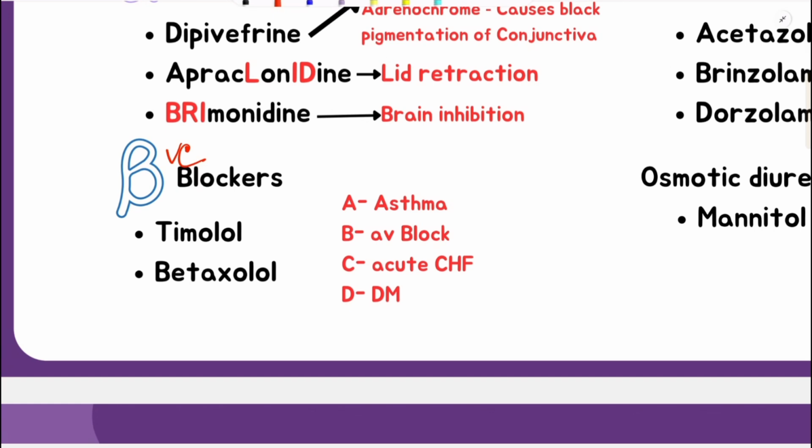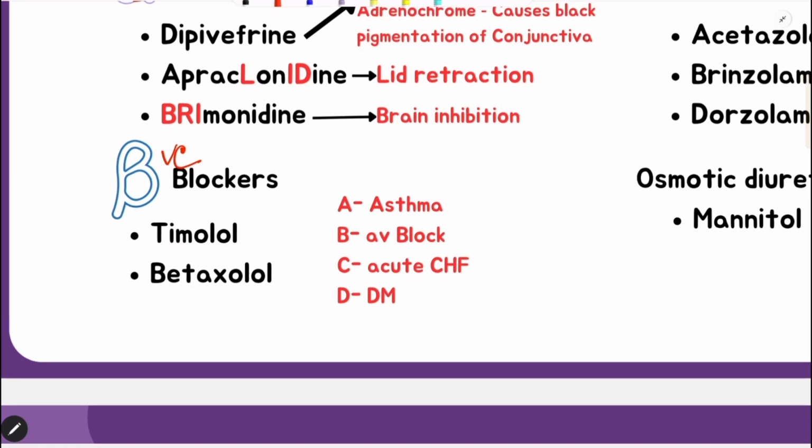We can use almost every beta blocker topically on the eye, except the drugs that possess membrane stabilizing activity. We have discussed why we cannot use the membrane stabilizing activity property in glaucoma in our previous videos. So the beta blockers we can use in glaucoma are timolol and betaxolol. They have fewer side effects, but you can remember the systemic adverse effects of beta blockers as A, B, C, D. Here A means asthma, B means AV block, C means acute congestive heart failure, and D means diabetes mellitus.